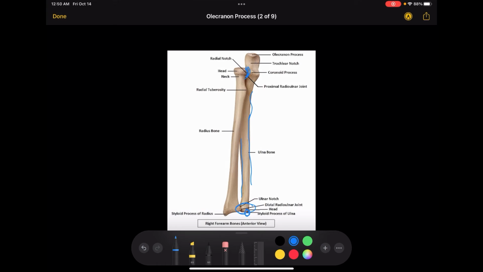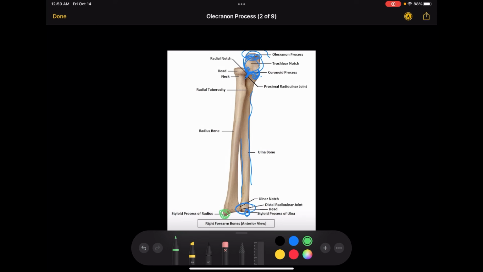And the coronoid process is this bump right here. This area right here is the trochlear notch, and then this part right here is the olecranon process. The radius is the bone on the thumb side. So the radius also has a styloid process, which is also a frequent area of fracture.